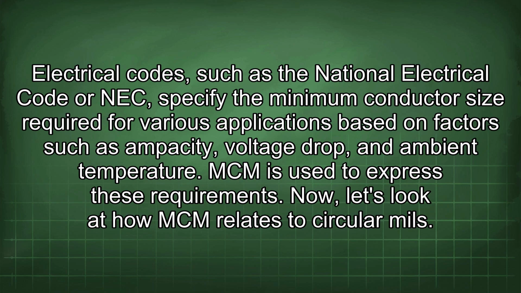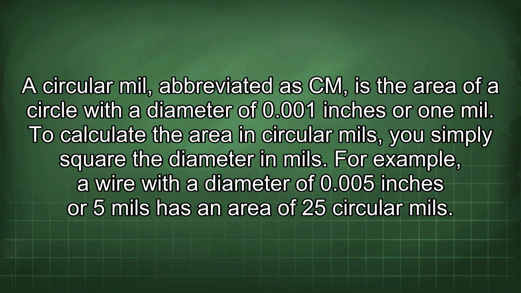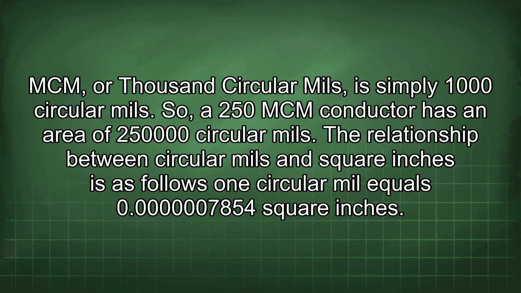Now let's look at how MCM relates to circular mils. A circular mil, abbreviated as cm, is the area of a circle with a diameter of 0.1 inches or 1 mil. To calculate the area in circular mils, you simply square the diameter in mils. For example, a wire with a diameter of 0.5 inches or 5 mils has an area of 25 circular mils. MCM, or 1000 circular mils, is simply 1000 circular mils. So a 250 MCM conductor has an area of 250,000 circular mils.